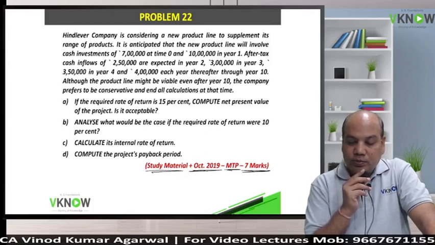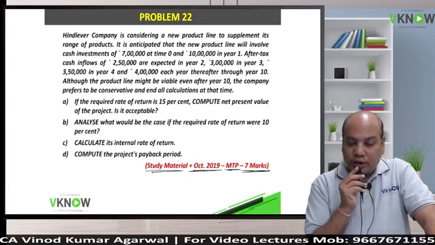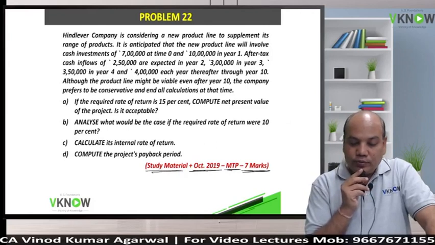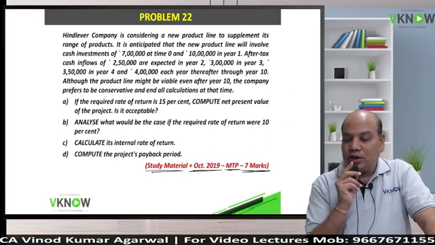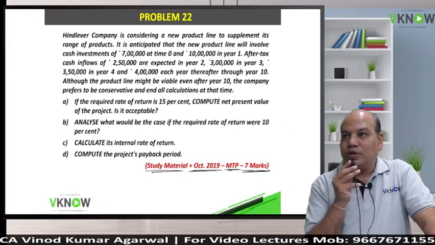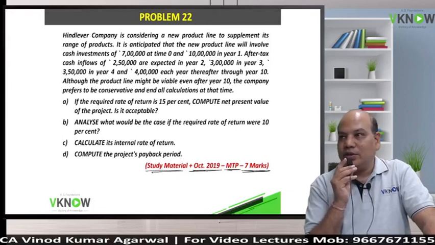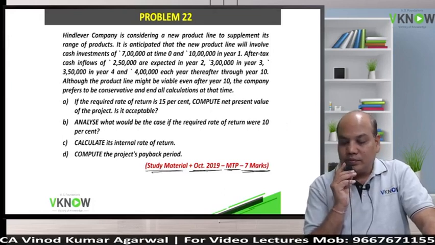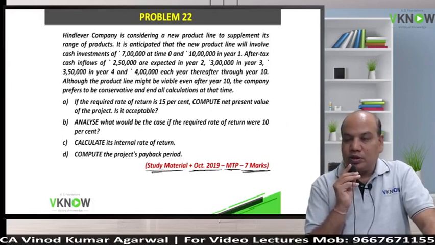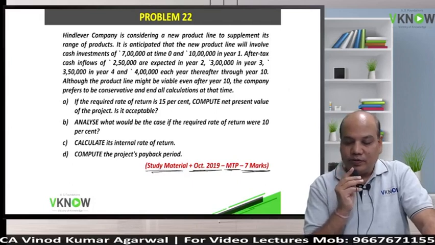It is anticipated that the new product line will involve cash investment of rupees 7 lakh at the time 0 and rupees 10 lakh in year 1. So investment will be made on two dates, year 0 and year 1. Timing of cash flow is important in this chapter. So the 10 lakh rupees will be discounted by 1 year present value factor.